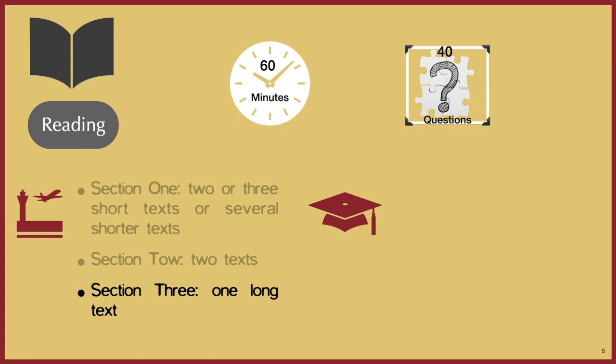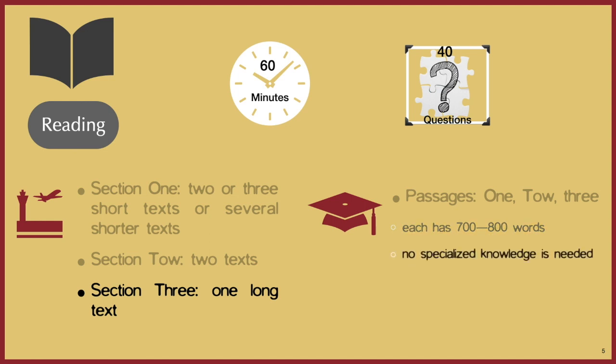But in the academic module of the IELTS exam, you'll be presented with 3 passages. Each one of them has 700 to 800 words, with no specialized knowledge that you may need in order to tackle the passages. And you can know that they are all taken from books, journals, magazines, and newspapers.